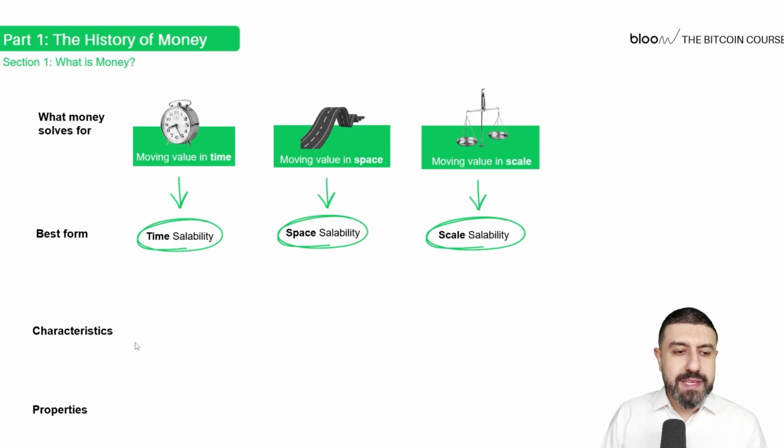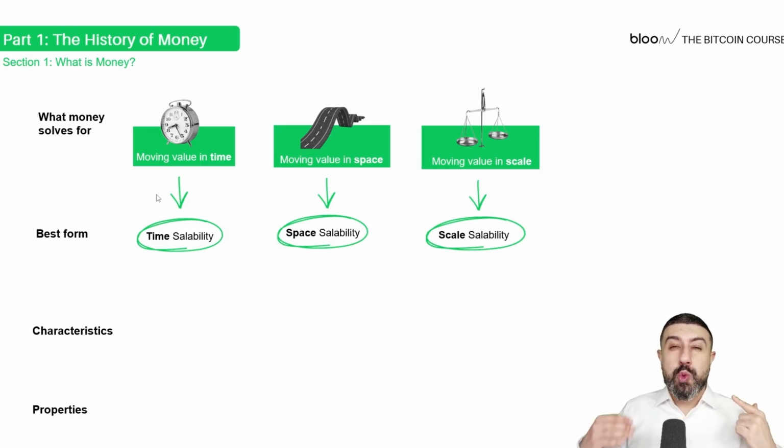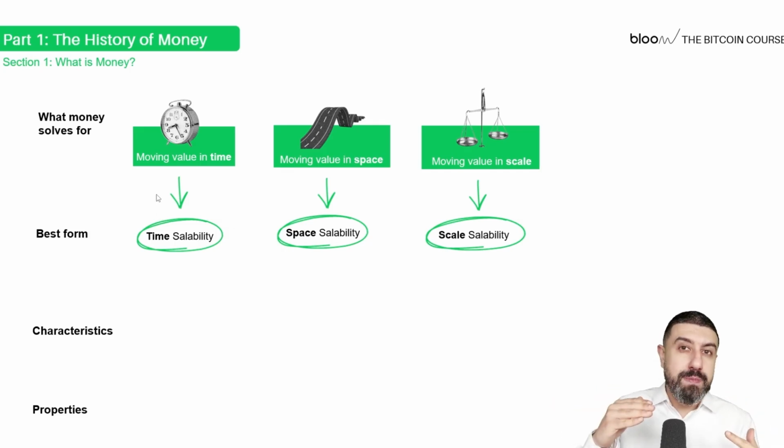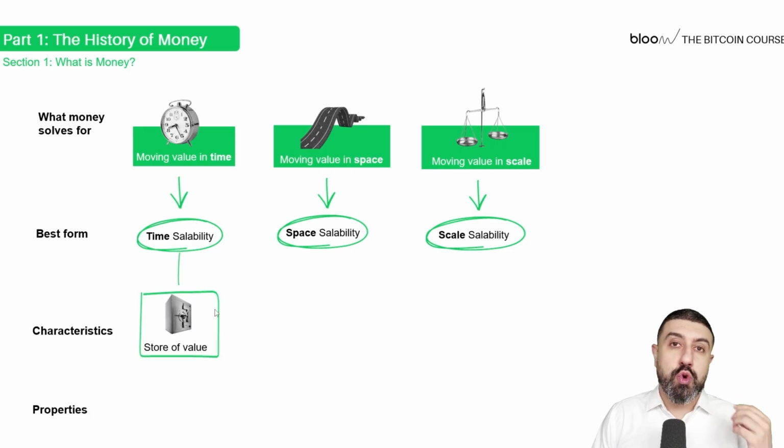So if we look at characteristics first, what would be a characteristic of money that we would want? Well, let's start here. If we want a money that solves for moving value in time, and thus we want one that's the most time saleable, that loses the least amount of value when being moved in time, has the least amount of friction, then we would want a money that we view as being a good store of value. We wouldn't want to use the money that doesn't store its value because that's what we want from money. So we need to view it as being a good store of value. Otherwise, we wouldn't even consider it as being money.